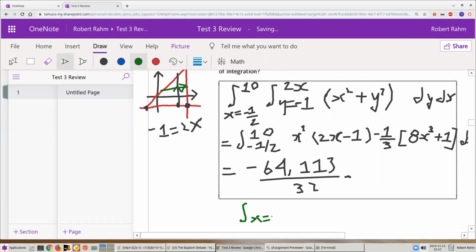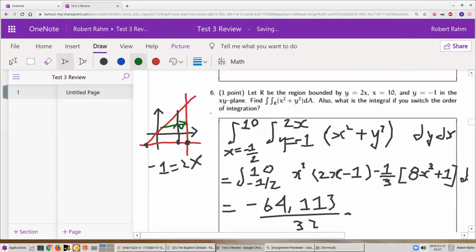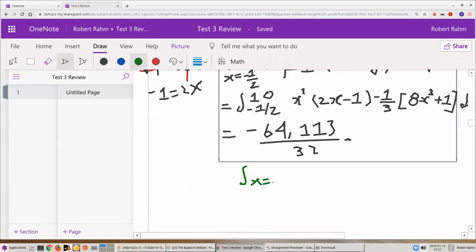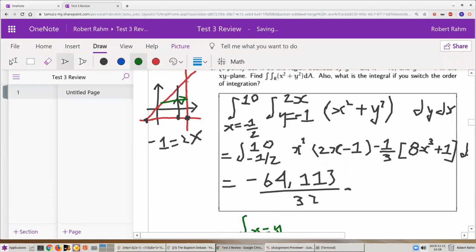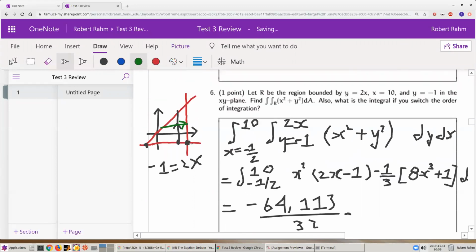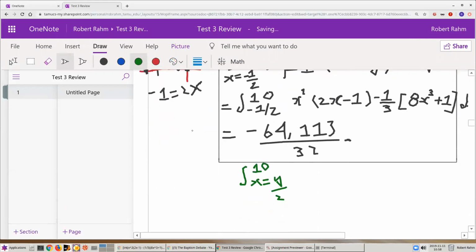Well, the x integral is going to go from this diagonal line. So the equation of this line is y is equal to 2x, which means x is equal to y over 2. So this is going to be x is equal to y over 2, all the way over to this right line. This right line here is x is equal to 10. So x is going to go from y over 2 to 10. Okay, now the y values are going to go from this bottom line, which is minus 1, up to this point right here.